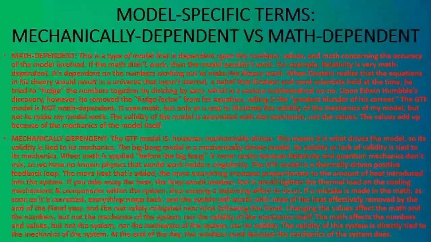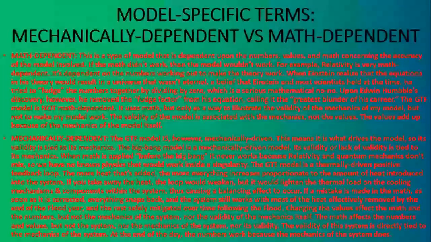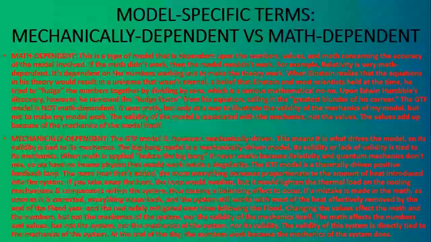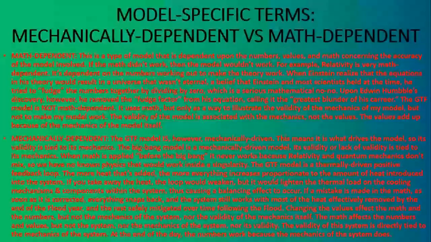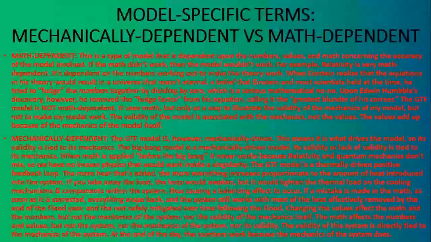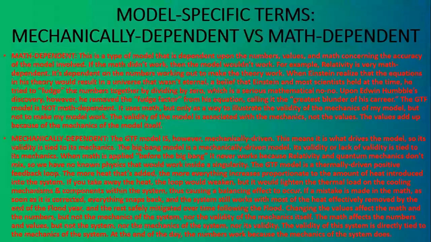Mechanically dependent versus math dependent. Math dependent is a type of model that is dependent upon the numbers, values, and math concerning the accuracy of the model involved. If the math didn't work, then the model wouldn't work. For example, relativity is very math dependent. It's dependent on the numbers working out to make the theory work.